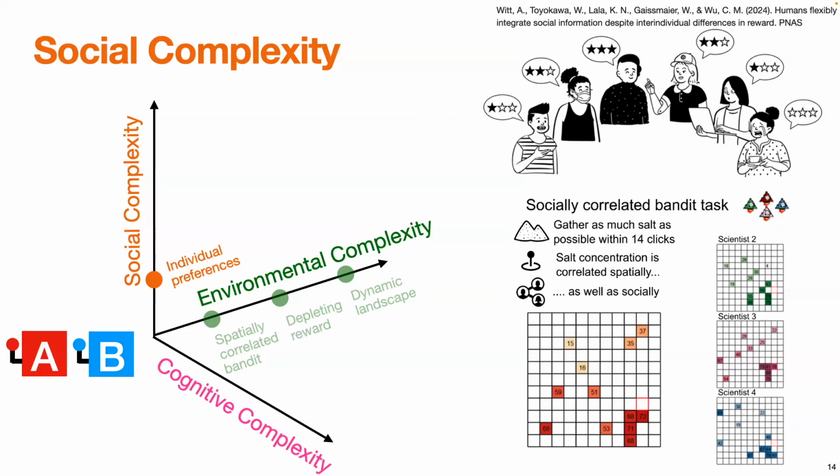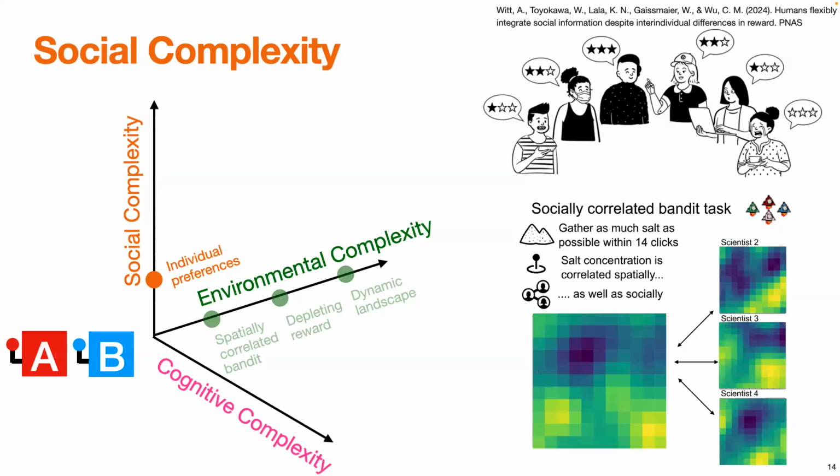To capture such a social correlation structure, we can assume that each panel, each 2D grid, represents the payoff structure for each different individual. And then we can assign them a slightly different but still positively correlated structure. So then we can ask, what kind of balance is best?